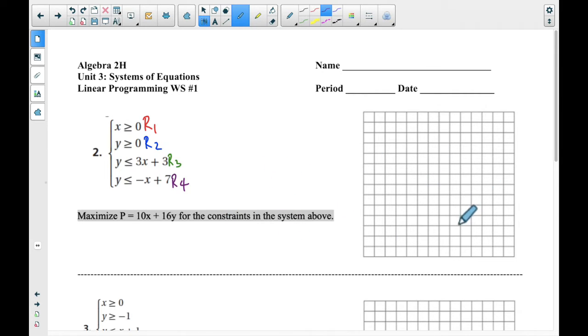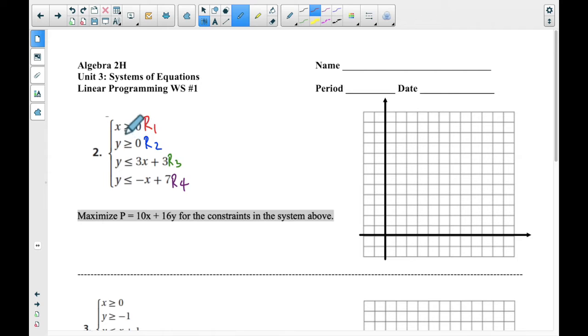Notice there are no axes here, and the reason for that is because different problems might take different axes. Because I look at my first R1 and R2, I've got x is greater than or equal to 0 and y is greater than or equal to 0. What those two inequalities mean is only positive numbers. So I can put my axes in. I'm going to give myself a little bit of space, but basically on the edges like this. All right, so I've got my axes here.